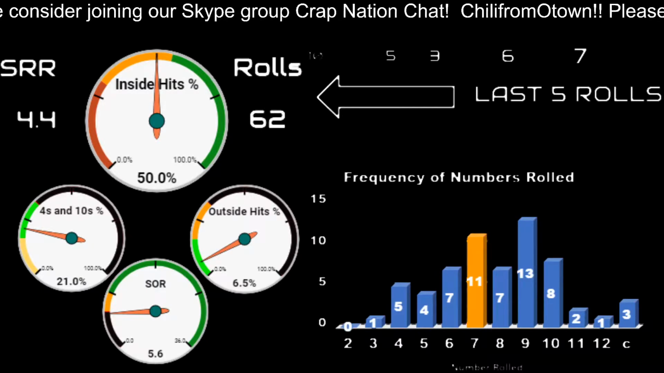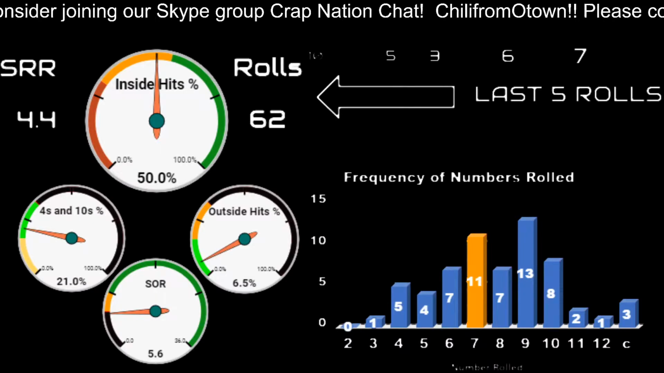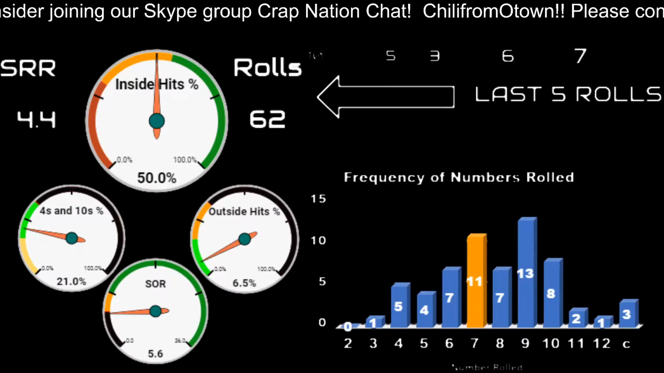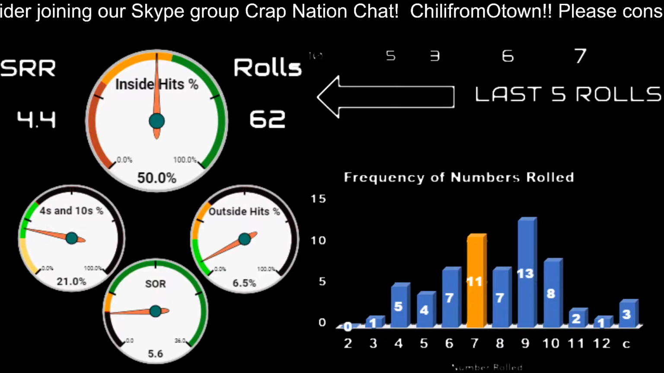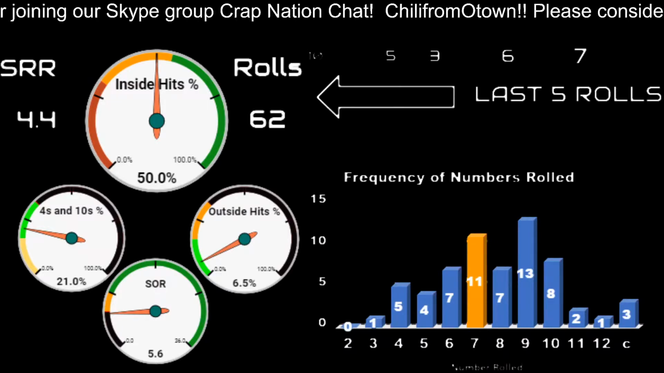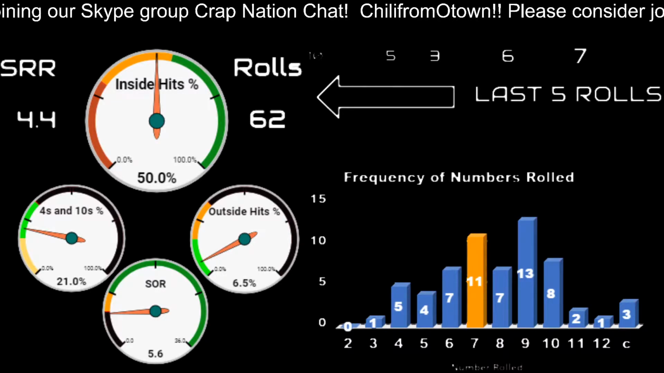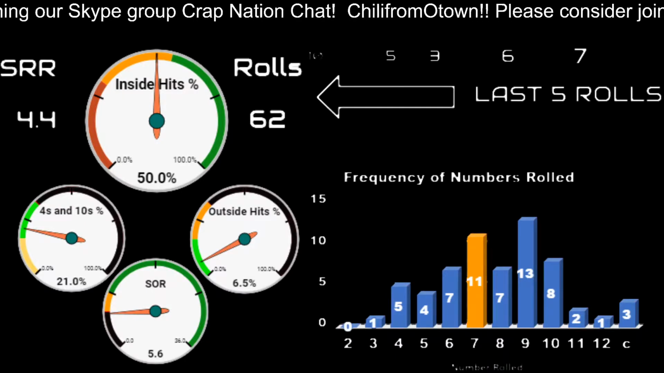The come out 7s and the 7 outs was 14 out of 62, so it gives us an SRR of 4.4, which is well below average. SOR of 5.6 is well below average. No excuses on the way I did. It's just for practice, and it is to get better.